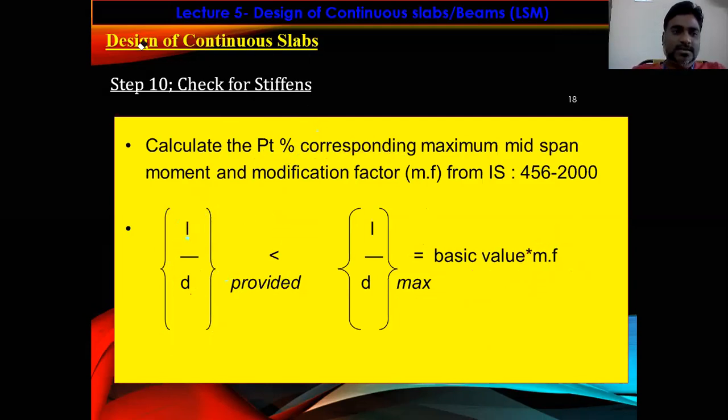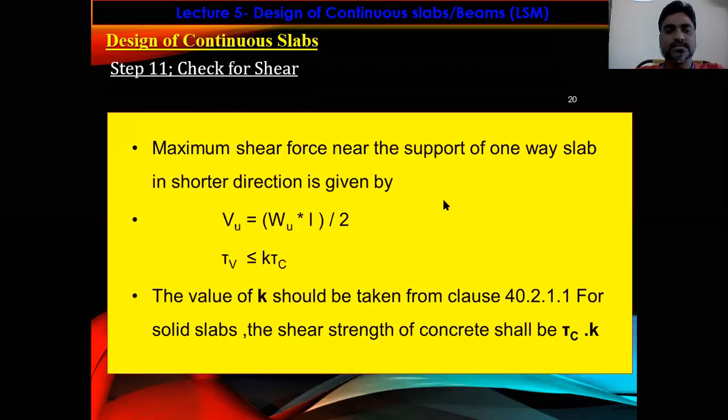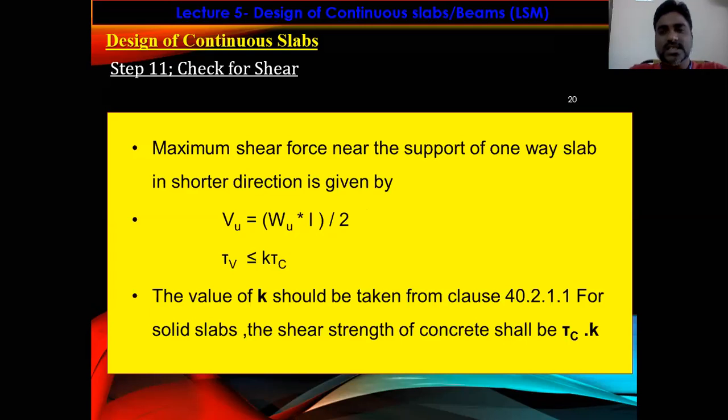So after checking the stiffness, you need to go for shear force calculation. That means we need to check for shear, right? For calculation of shear, you need to calculate the nominal shear stress, that is tau V. Tau V is equal to VU by BD. So tau V is equal to VU by BD.